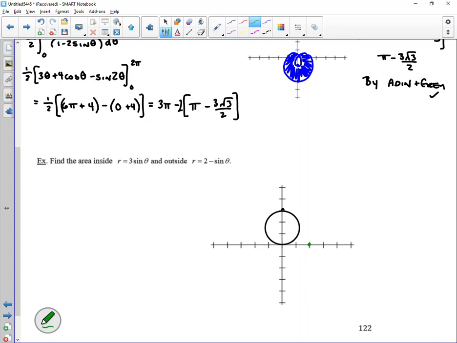That's this. 3 sine theta is a circle. I get that. How'd you get it so nice? Yeah. Oh, I use the circle tool.